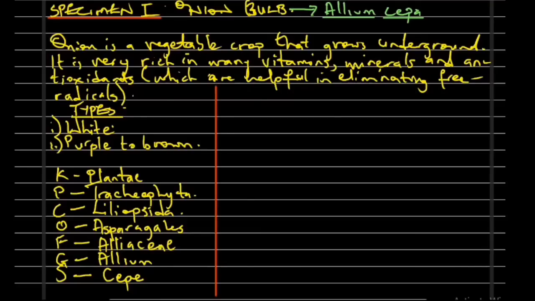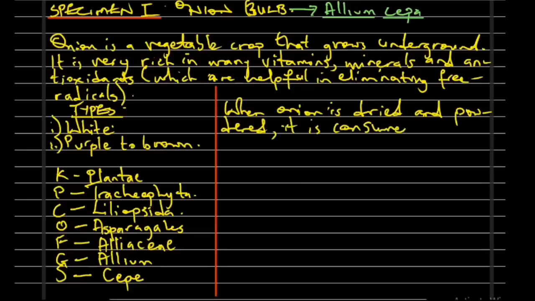We already said that it is a bulb and it is a vegetable. It is eaten to get all of these nutrients, and when onion is dried and powdered, it is consumed as spice. And then the type of placentation, the placentation in this particular crop is axial. We have the placentation to be axial.